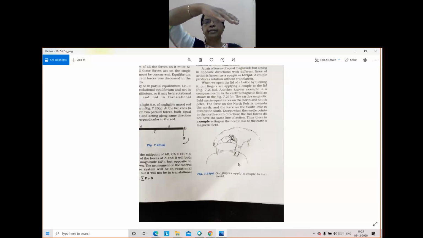In order to open, the thumb produces a torque A into F in the anti-clockwise direction, and the fingers also produce a torque in the anti-clockwise direction. Due to that, we are able to open. The thumb is exerting a force in this direction, fingers in the opposite direction. So equal and opposite forces are acting on this lid, and because of that, torque is produced, and we are able to open. So this is an example for couple.